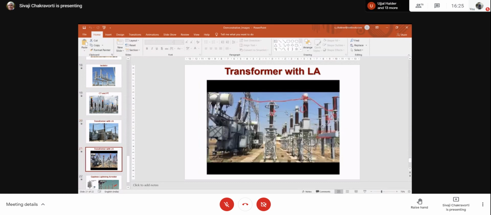Again, a lightning arrestor, but this is a three-phase transformer. You can see three bushings, and therefore three lightning arresters are there. These are the lightning arresters. And then after that, by the same logic, you can see one terminal going in and the other coming out, so this must be a CT, if you look at the connection.